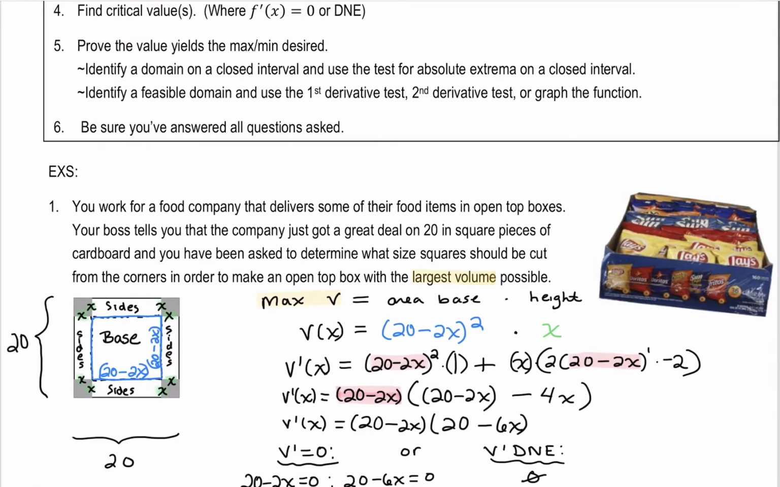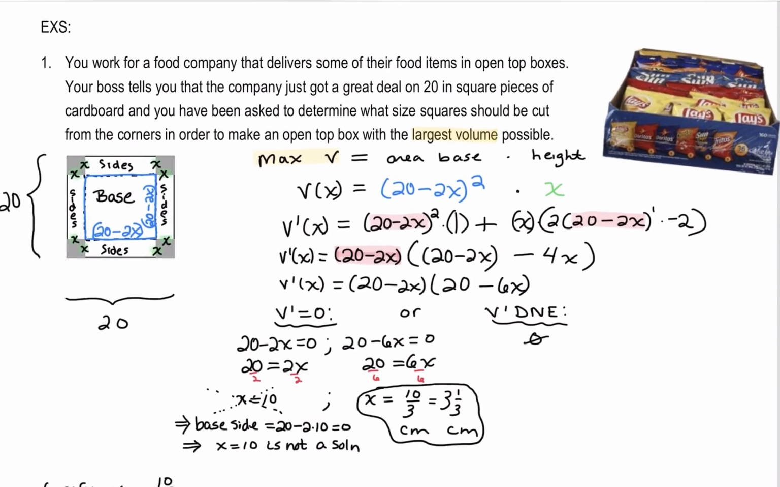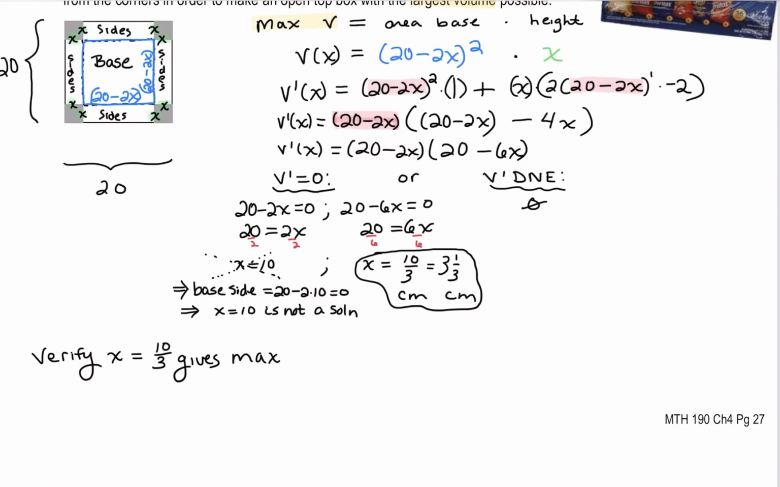That's probably the best, maybe. But I'm okay with you just doing the first derivative test, or a lot of times I might do the second derivative test, or maybe even graphing the original function. But we need to verify in some way. So we're going to verify that x equals 10 thirds gives us a max. And we're going to do that in this case. I'm going to write out the test I'm using.